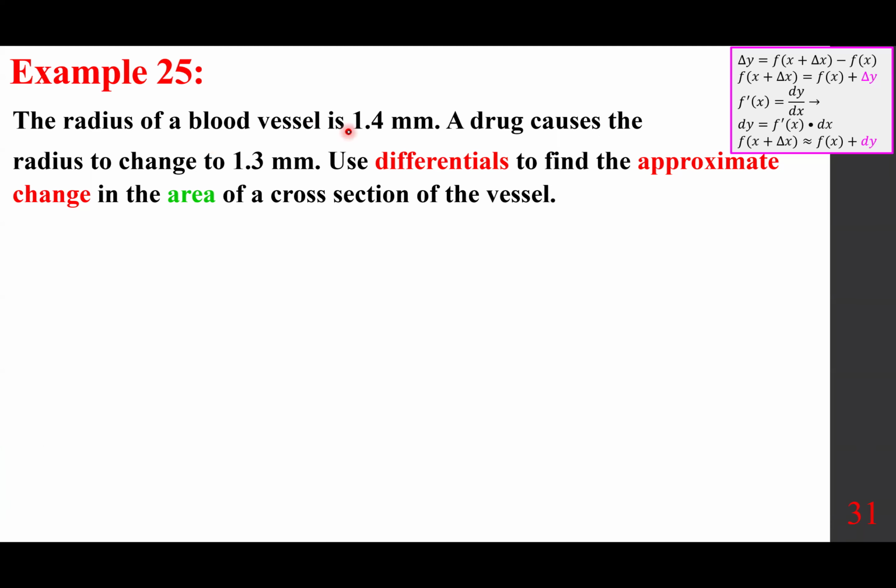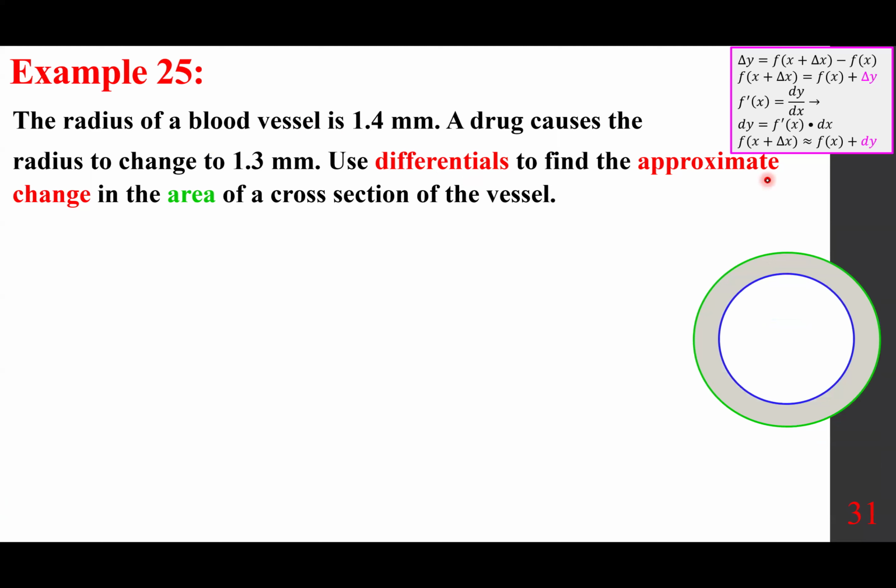The radius of a blood vessel is 1.4 millimeters. A drug causes the radius to change to 1.3 millimeters. Use differentials to find the approximate change in the area. So we have a circle, okay, and it shrinks. So originally this is the radius, and the new one is this, and the difference is dr.